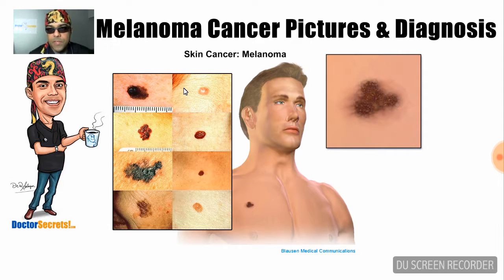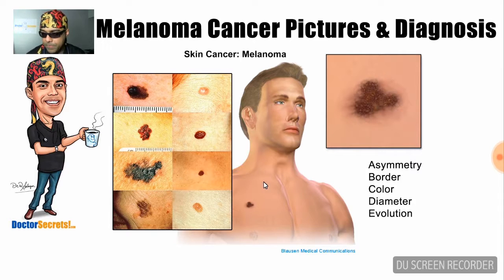That asymmetry is part of what makes it difficult for you as an individual to determine whether you have a melanoma or not. But we do have a tool that you can use to help you gauge whether this is something you need to see a doctor about or whether it's something benign. It goes by the acronym A, B, C, D, E.